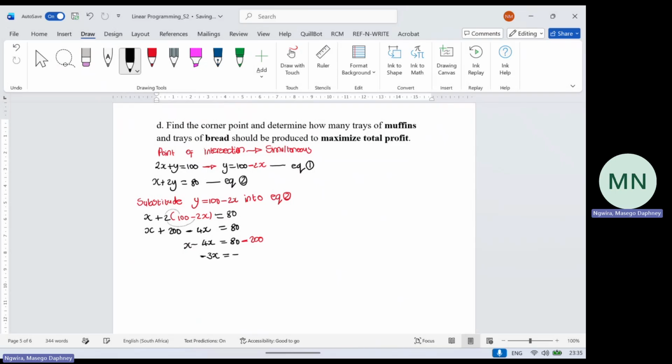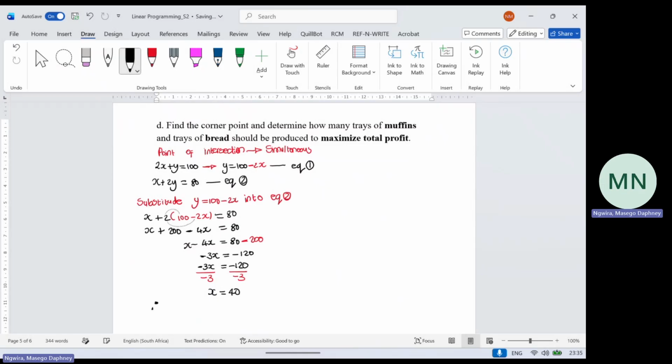And then this is a negative 120. All right, so let me rewrite this. Now I need to solve for x. So I am going to divide both sides by negative 3 so that x can be alone. And then my x is equal to 120 divided by negative 3, it's 40. So now I have my x, now I just get my y.